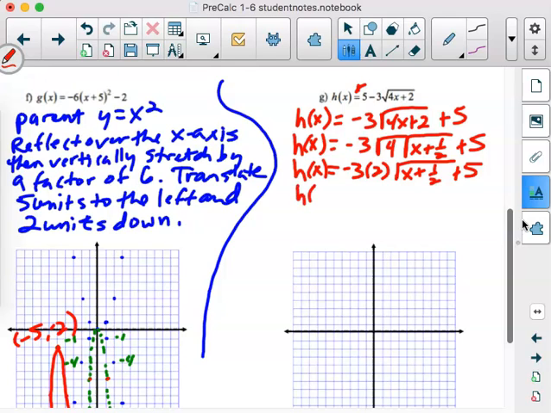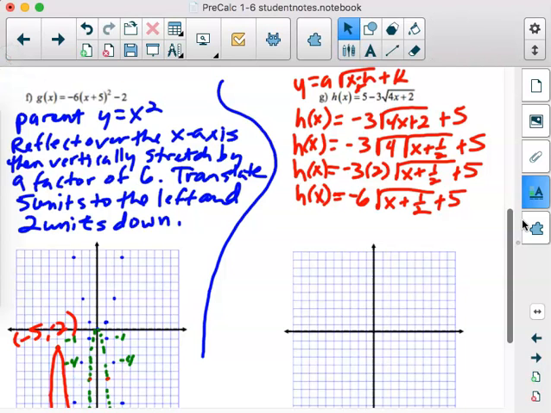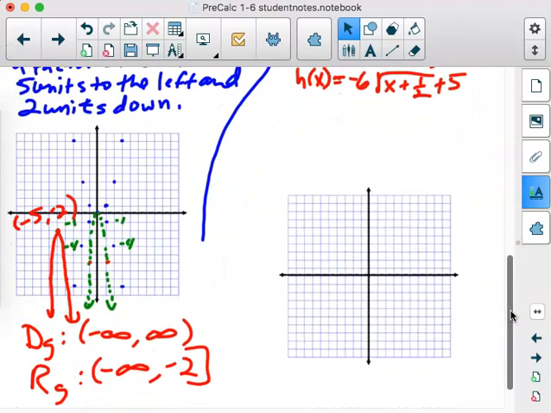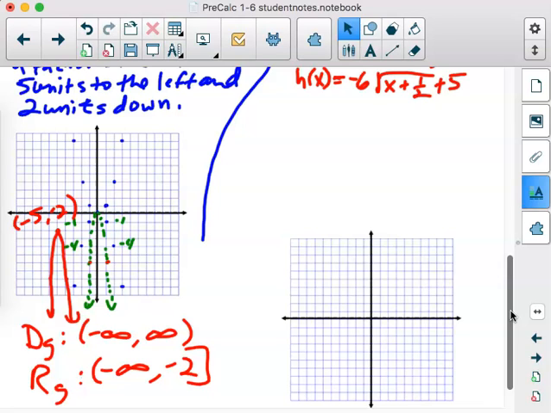So this is going to be h of x equals -6 square roots of x plus 1/2 plus 5. And now that looks a lot more like a square root function that we're used to dealing with, and our square root function of y equals a square roots of x minus h plus k. So I'll move this down so I have a little bit more room to write my transformations.